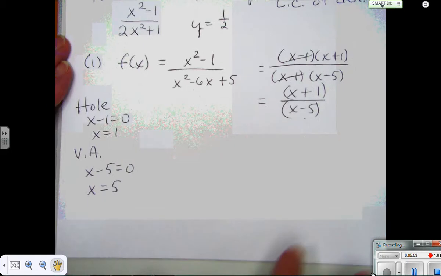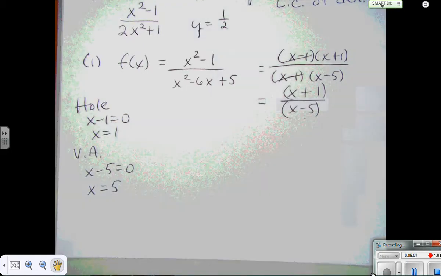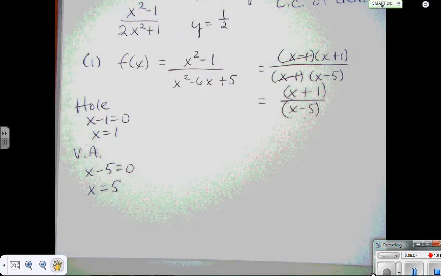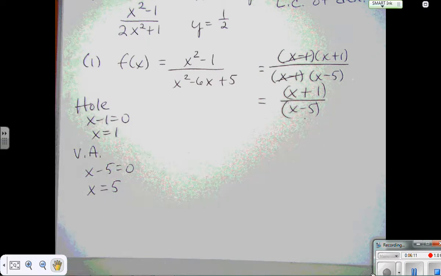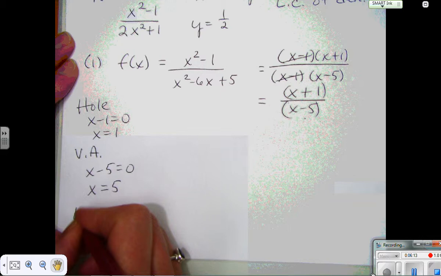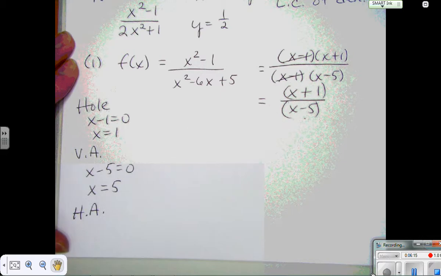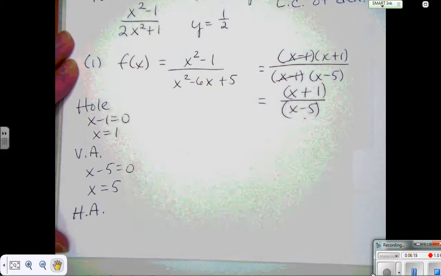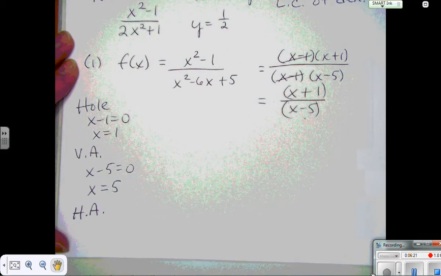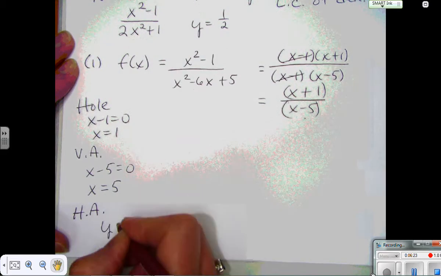And then the next thing we want to think about is horizontal asymptotes. So if you look at your degrees, they're the same, right? So for the horizontal asymptote, since the degrees are the same, then it's y equals the leading coefficient of the numerator over the leading coefficient of the denominator. So that's going to be y equals 1.